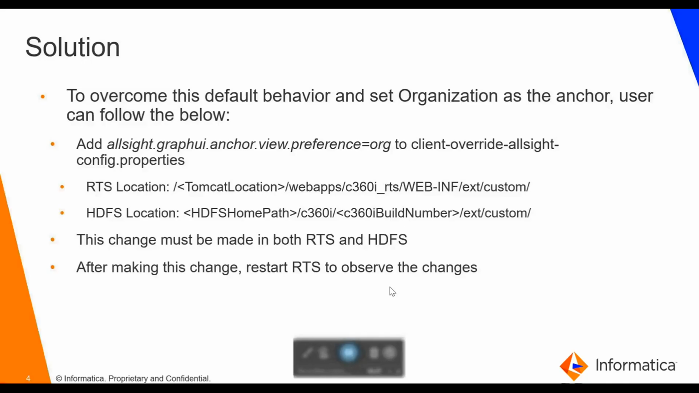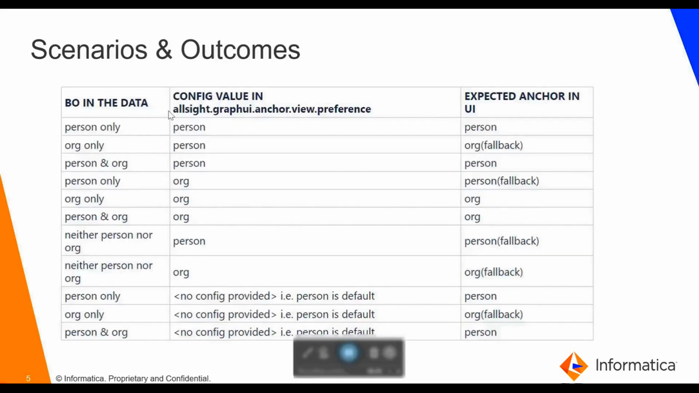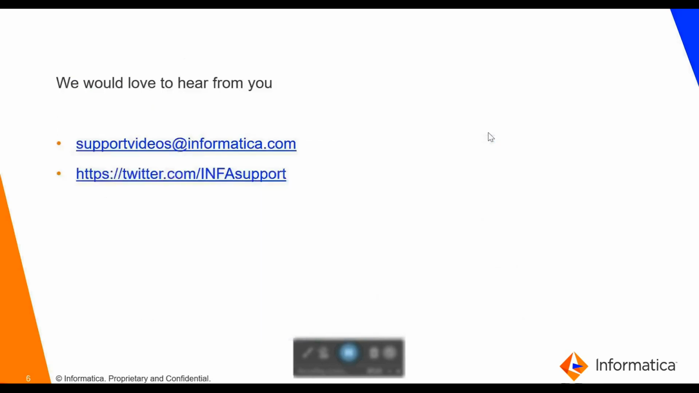Now going back to the solutions. There are a couple of scenarios here, depending on whether these business objects are present in your data and on the configuration of the parameter we just added. If the value is provided as person or org, or if no configuration is provided, by default person is taken. The expected outcome is that either the person or the organization would be the anchor. Thank you.